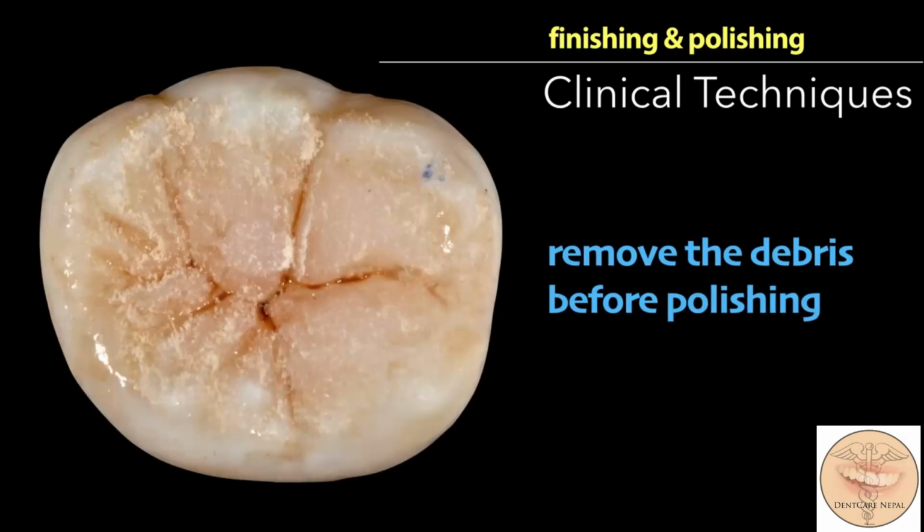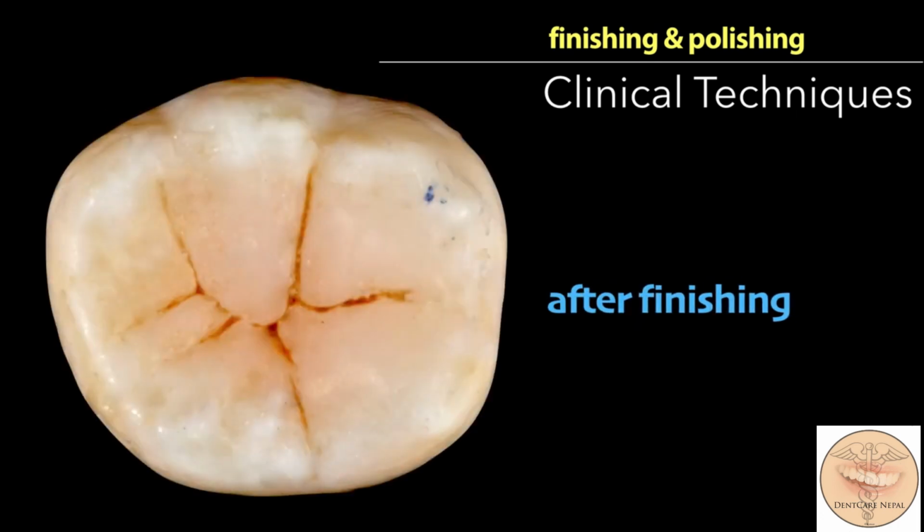Then before polishing, you have to wash off all the debris. If you don't wash it, this debris can accumulate in the fissures and give a bad color to your restoration. So you have to wash it first. And now see how beautiful the restoration looks even just after finishing, because you have a very uniform and smooth surface, and there's no roughness there. Once you have such a surface, you will have a very beautiful polish, and this polish will never go away if you have such a finished and smooth surface.